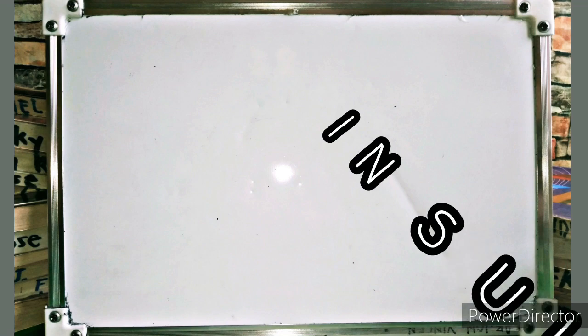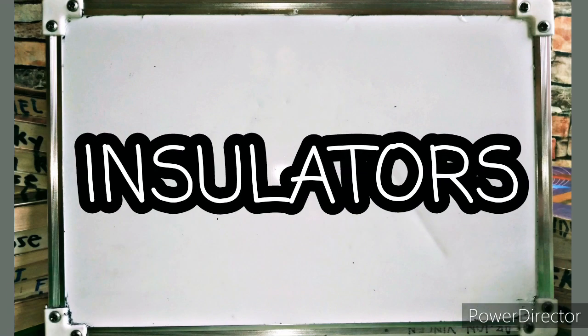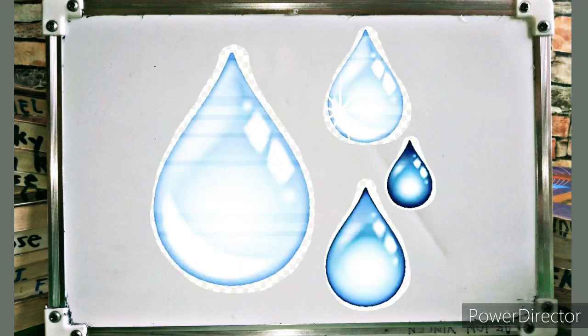The third one are the insulators, where the charge does not move easily. Some of its examples are organics, glasses, and pure water.